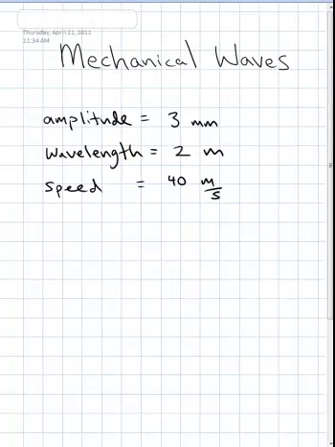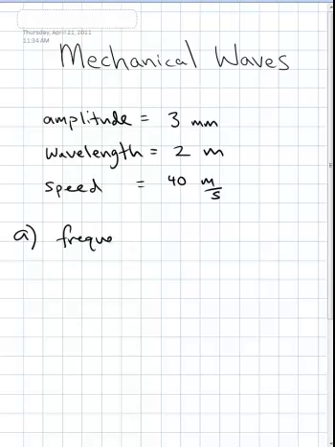Mechanical waves. What we have here is some information, some characteristics about a wave, and we want to start putting it together into a nice equation for a wave. And the first thing we're going to do is find the frequency and the angular frequency and the wave number.